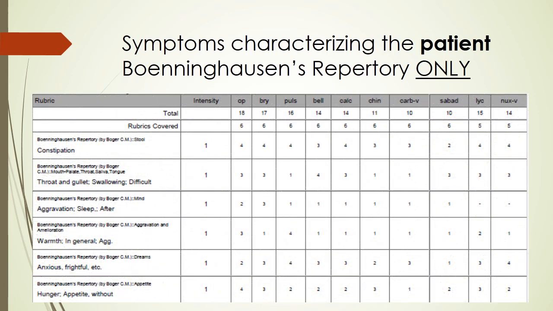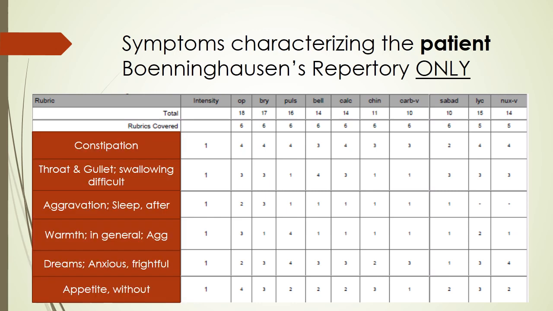So here is the repertorial chart. I have used HomeoQuest software, and the repertory selected is the Bonninghausen's repertory. I'll just show you here in larger bold print the rubrics which I have taken: constipation, swallowing difficulty, sleep aggravation, warmth aggravation, anxious and frightful dreams, and loss of appetite. And what I find is that there are a total of 8 remedies only which cover all the 6 rubrics, and the leader is opium, followed of course closely by bryonia and pulsatilla.